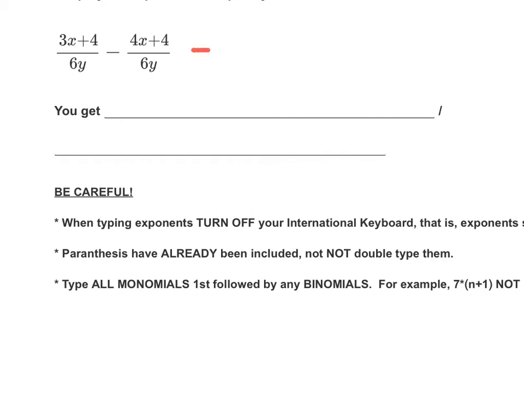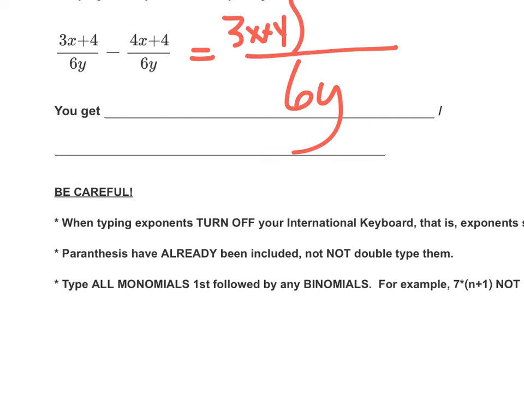I'm going to just say it equals. Well, the common denominator is just 6y. That stays the same. What I need to write here is this. I need to do 3x plus 4. I'm going to keep that in parentheses. And it's minus 4x plus 4. Now, be careful. Most common mistake here is you forget to distribute the negative to everything. This subtraction goes here and here.